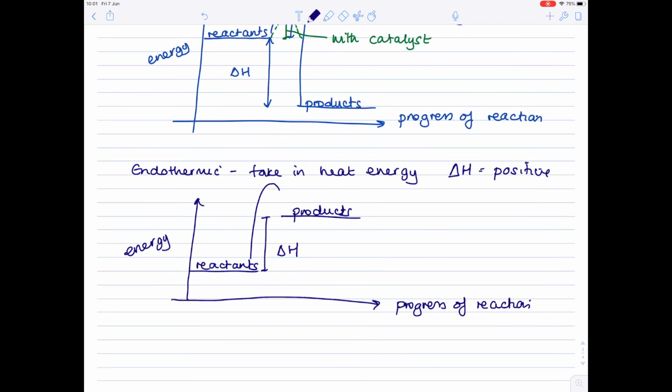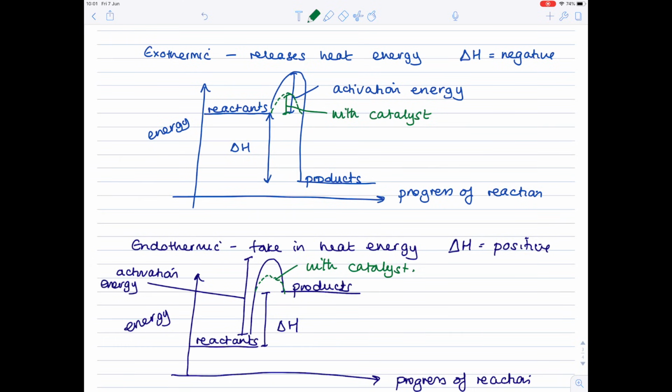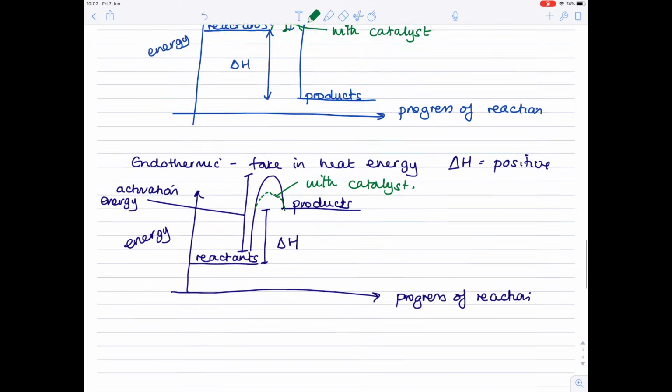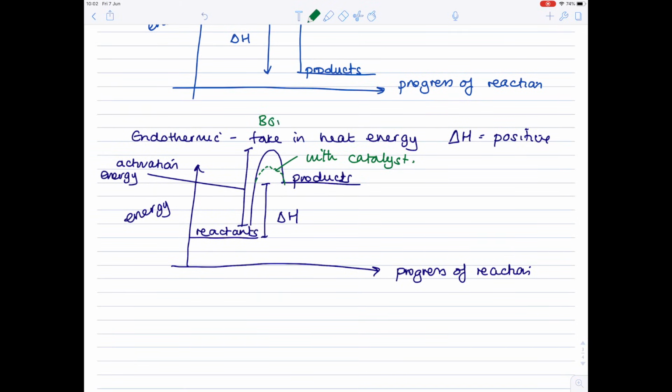This time, to draw the activation energy, you need to draw it like this. So this, therefore, is the activation energy. And then again, if they ask you for what it would be like with a catalyst, you just need to lower that peak. And then one tiny extra detail is to know that exothermic reactions are bond-making reactions, whereas endothermic reactions are bond-breaking reactions.